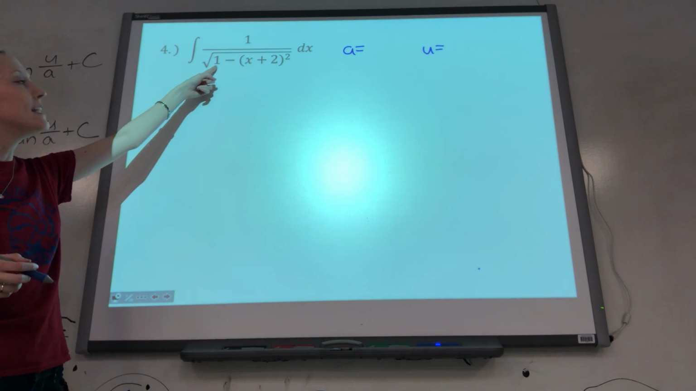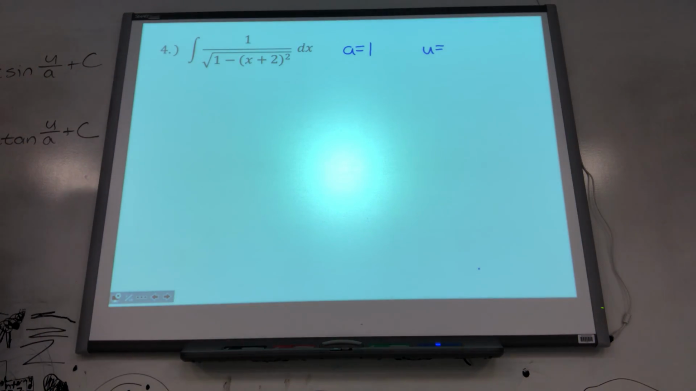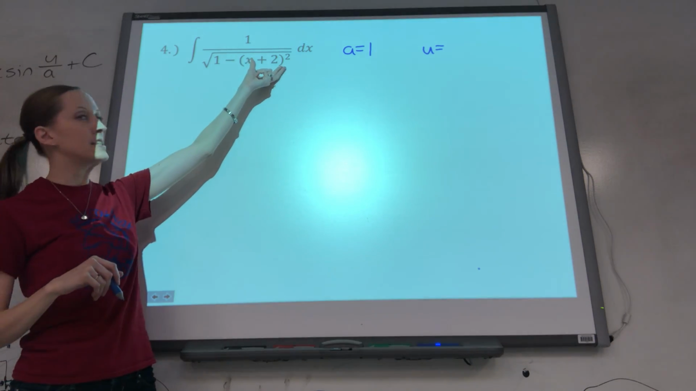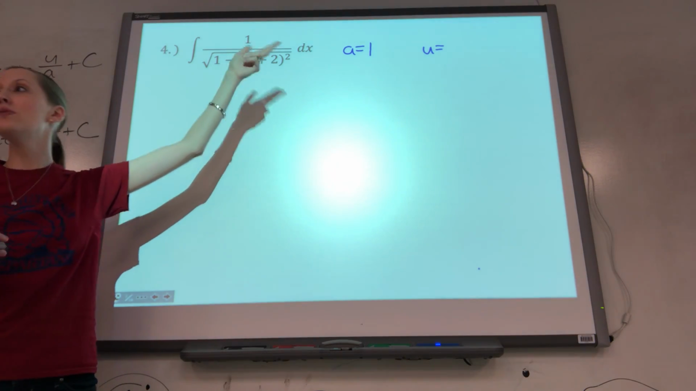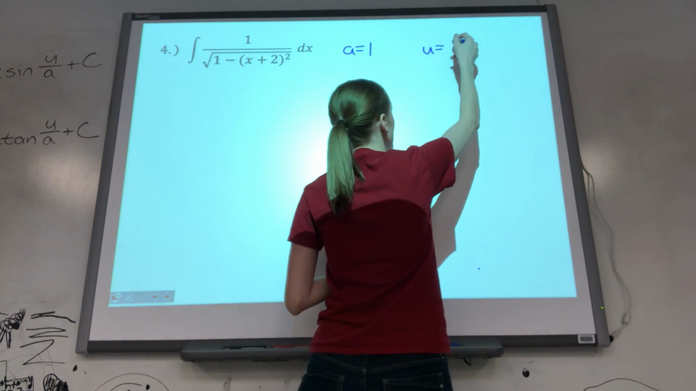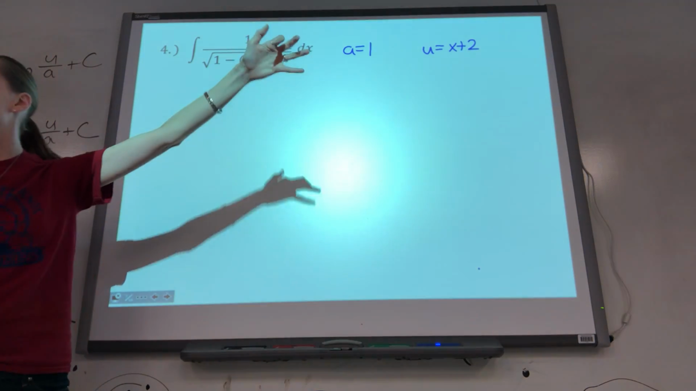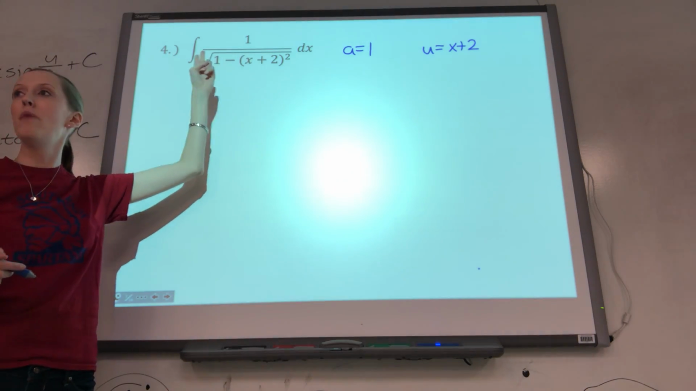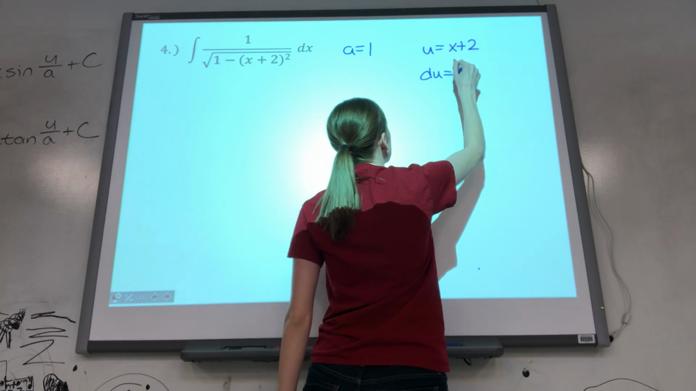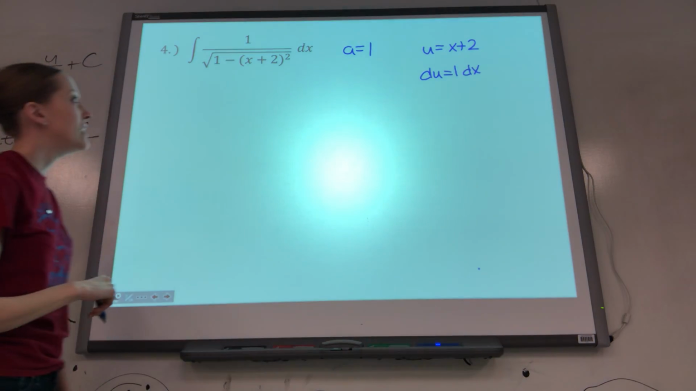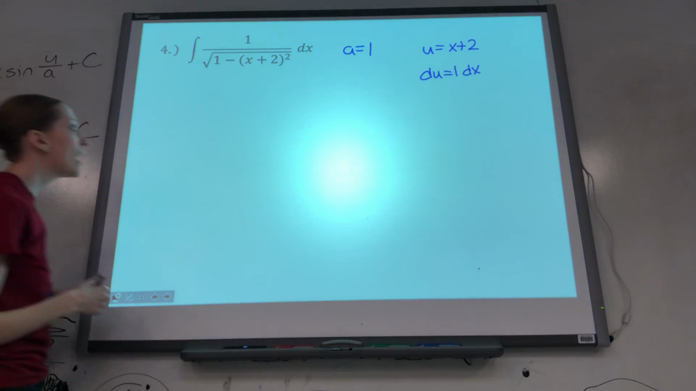Now A and U. The first part is the A squared. So this is like last time. If A squared is 1, then A is 1. This part is U squared. If U squared is x plus 2 squared, what is U? X plus 2. It's almost like when you go to find A and U, you're taking the square root of both of those terms. That's kind of what you get. Now, du for this is just 1 dx, and that's exactly what I have. I don't have to move anything around.